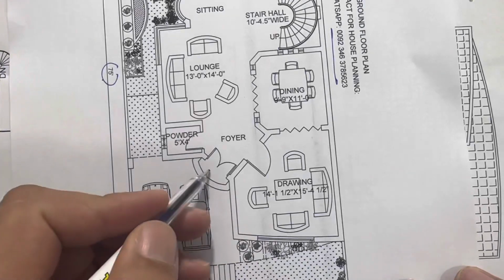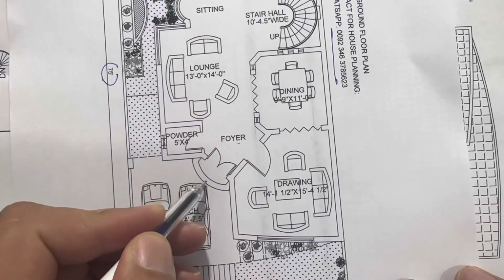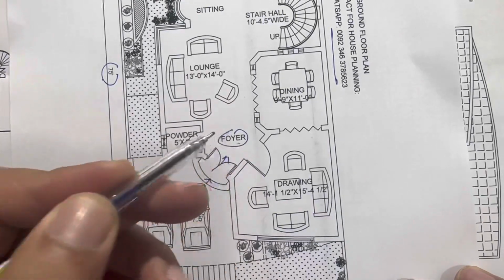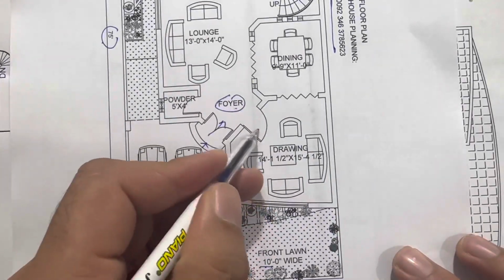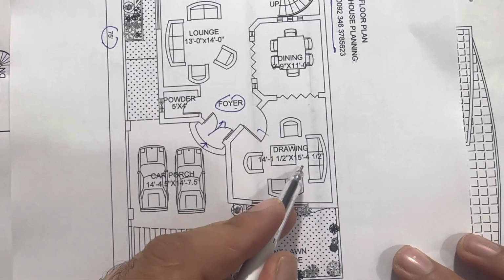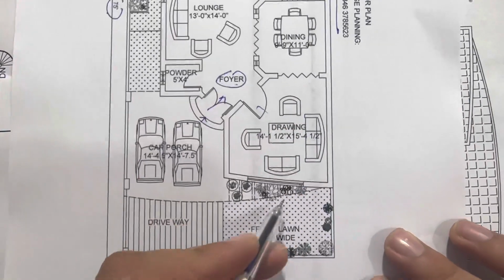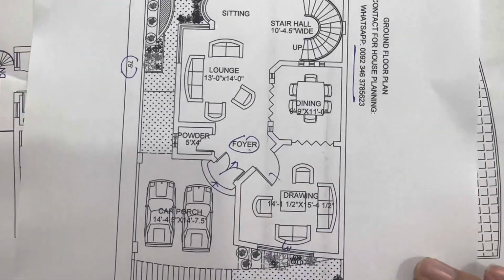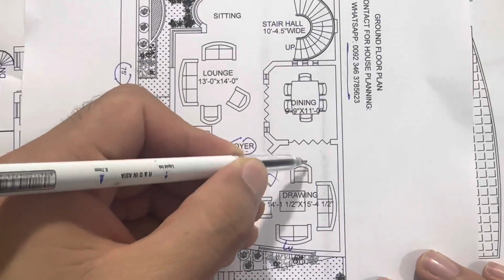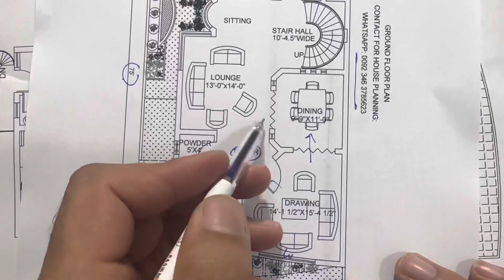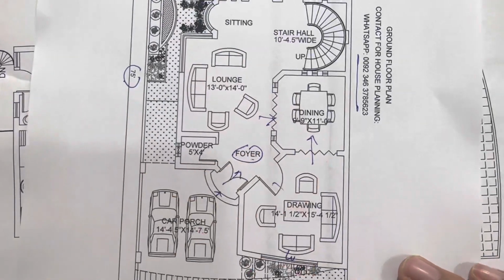Next, guys, you can see the entrance, where you use these two steps. It's a reception area, you can say. The first one is the drawing room. Size is 14 feet 1.5 inches by 15 feet 4.5 inches, and this is its window to the front lawn side. Next, attached, we have a dining room. You can access this dining from the drawing room, and you also have access from the TV lounge to the dining.